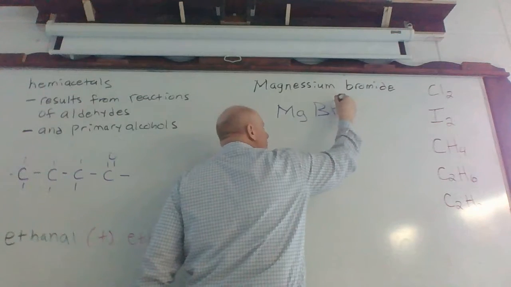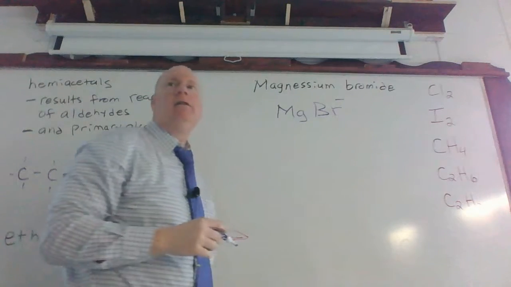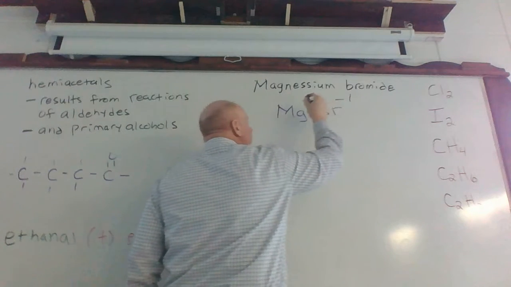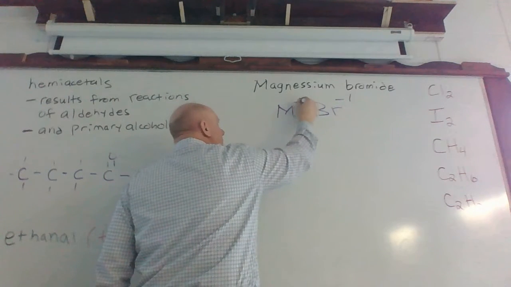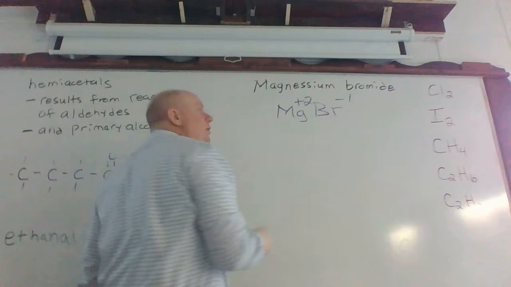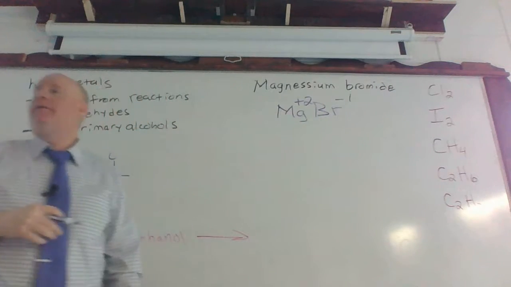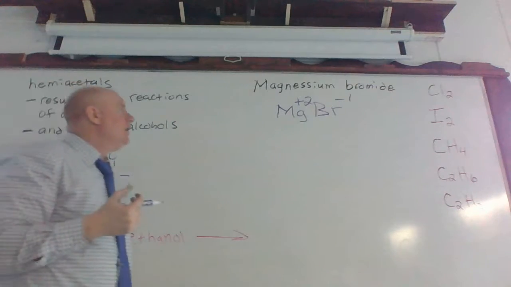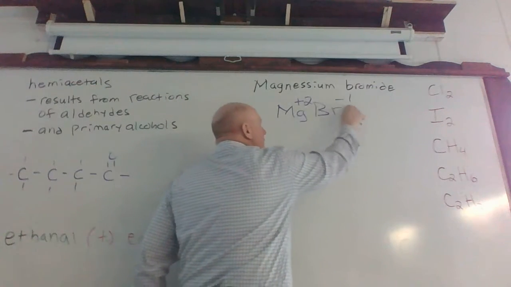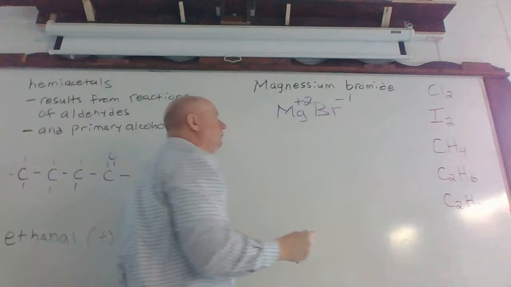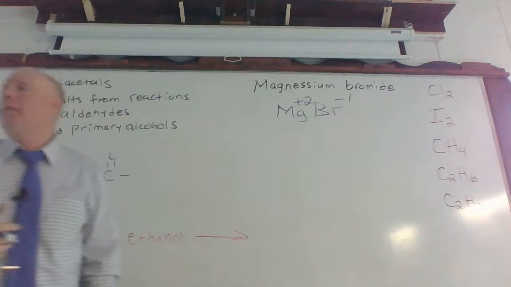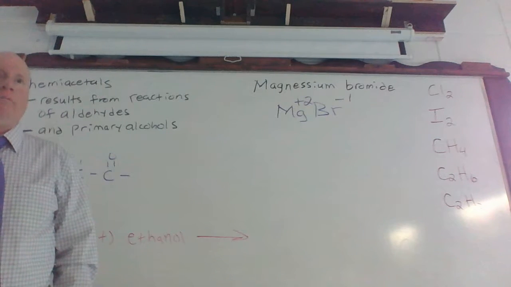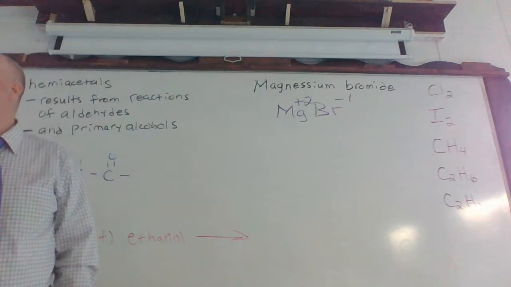Bromine has a charge of negative what? -1. Magnesium then has a charge of positive what? You always write your positive ions first. Positives come first, then negatives. Okay, so these two do not add up to 0, do they? No, they do not.